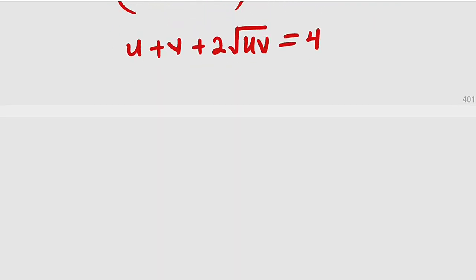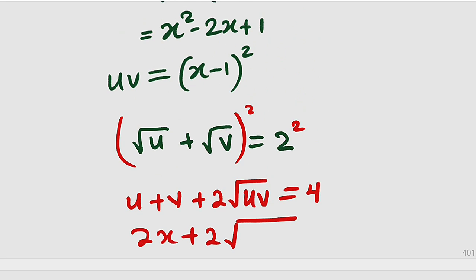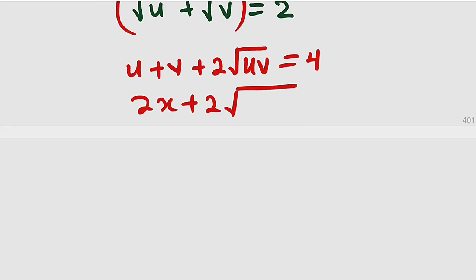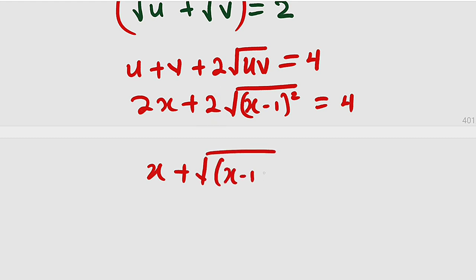So we bring back our 2x plus 2 multiplied by the square root of uv, which is nothing but x minus 1 whole squared, and this is equal to 4. Let us divide both sides by 2. 2x divided by 2 is x, plus 2 divided by 2 is 1. So we have only square root of x minus 1 whole squared. And this is equal to 4 divided by 2, which is 2.